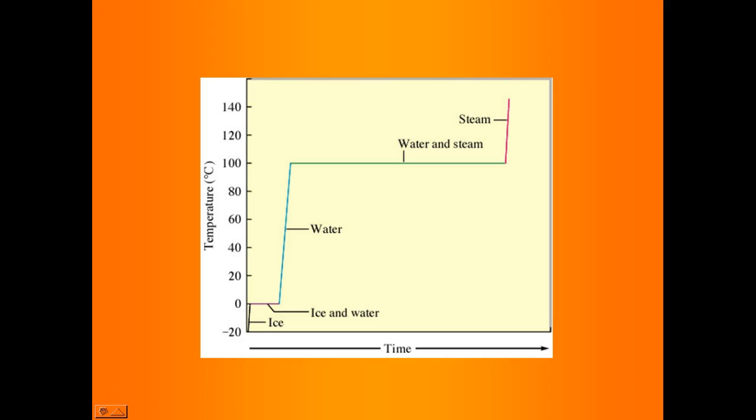So this is just a graph showing you what happens with water as heat is applied. We see that ice, if it starts out below zero, will transition to water at 0 degrees Celsius, its freezing point, and then its melting point, and then it will transition from liquid to gas at 100 degrees Celsius, water's boiling point at 1 atmosphere.